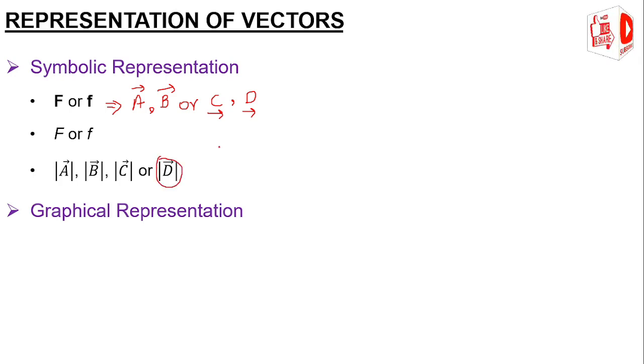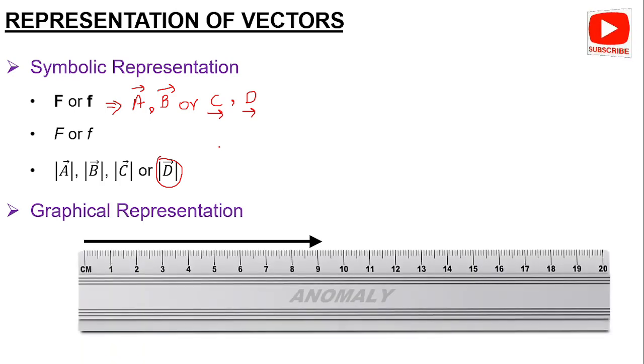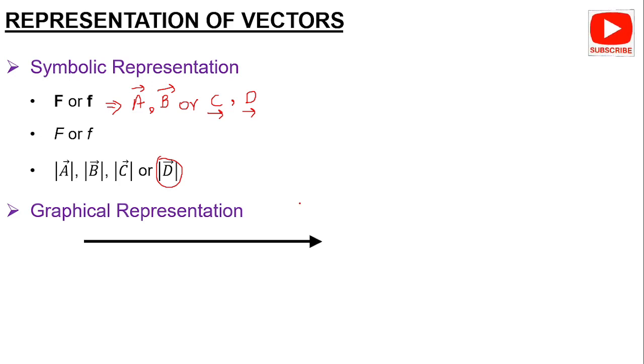Graphically, a vector is represented by an arrow. The length of the arrow gives the magnitude under a certain scale, as this vector is about, you can see from here, 8.7 centimeters long, and the arrowhead points in the direction of the vector. The starting point of the vector is called the tail and the end point is called the head of the vector.